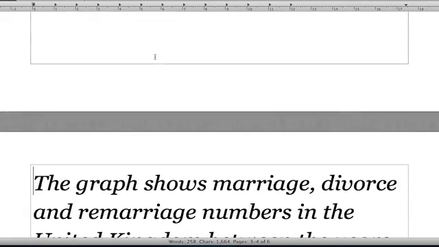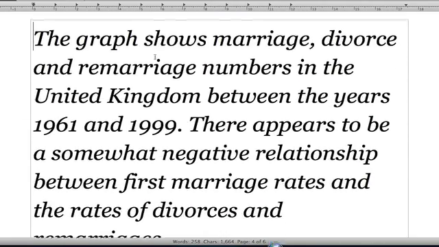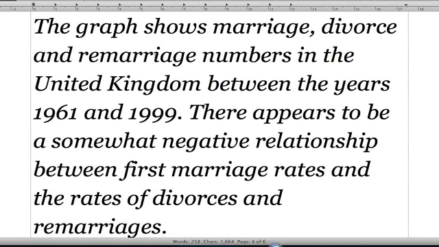Okay, let's read the response together. Please try to note where these sentences would fit into that skeleton that we were just looking at. The graph shows marriage, divorce, and remarriage numbers in the United Kingdom between the years 1961 and 1999. There appears to be a somewhat negative relationship between the first marriage rates and the rates of divorces and remarriages.